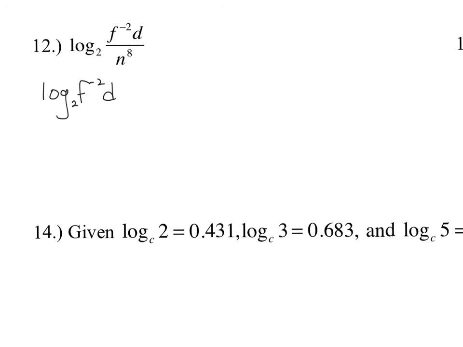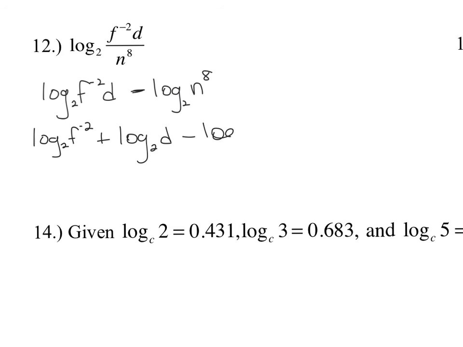So I'm going to take the log base 2 of the numerator, and I'm going to subtract log base 2 of n to the 8th. So now that's the first step, using your quotient. And the next one is, here I have my multiplication, so I'm going to use my product property. So I'm going to expand that part out using addition. So log base 2 of f to the negative second plus log base 2 of d to the first. And I'm just going to carry down that minus log base 2 of n to the 8th.